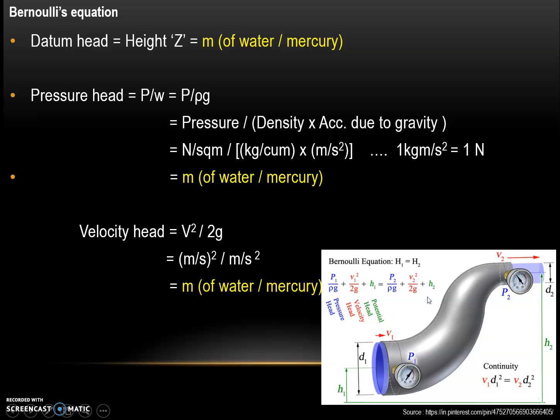So we will write the terms for H2. H2 is again the summation of pressure head, velocity head and datum head. The datum head or potential head is H2 for section 2, which is the distance between the reference line or datum line and the center of the pipe at section 2. P2 is the pressure measured at this section. So the pressure head will be P2 divided by rho g. If V2 is the velocity at section 2, then the velocity head can be written as V2 square by 2g.